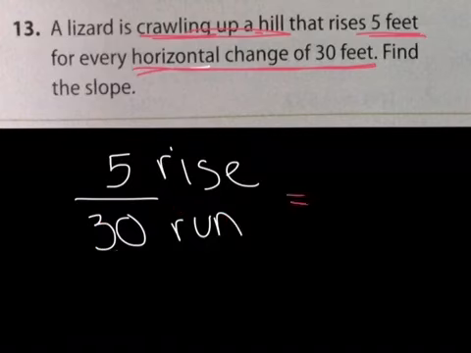Simplify that. If we simplify it, we have 1 over 6, don't we? So for every one little square that we go up, we're going to run 6.